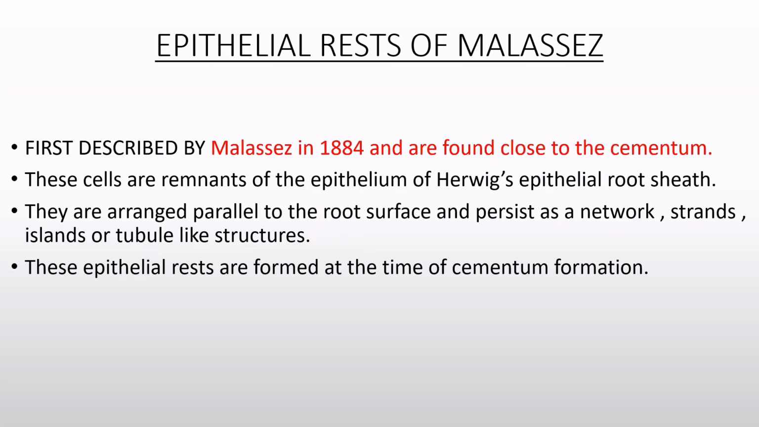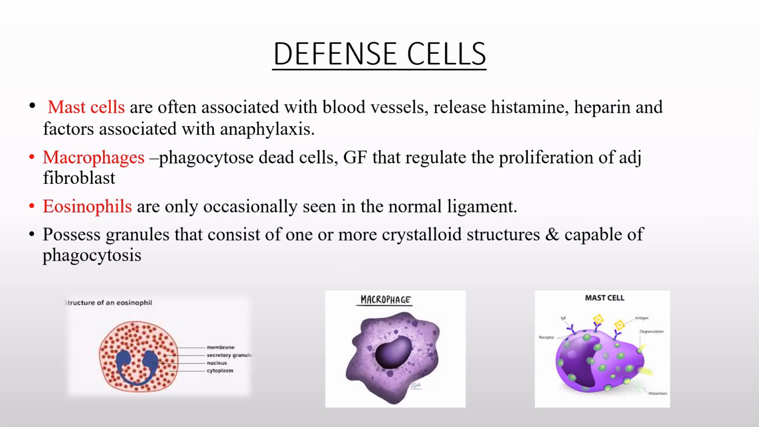These cells can generate cementoblasts, fibroblasts, and osteoblasts. Coming to the epithelial cell rests of Malassez, which were first described by Malassez in 1884, they are found close to the cementum and are considered to be remnants of Hertwig's epithelial root sheath. They are arranged parallel to the root surface and persist as strands, islands, or tubular-like structures. These epithelial cells are formed at the time of cementum formation.